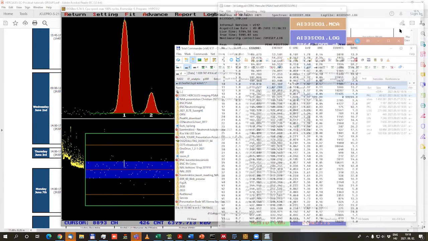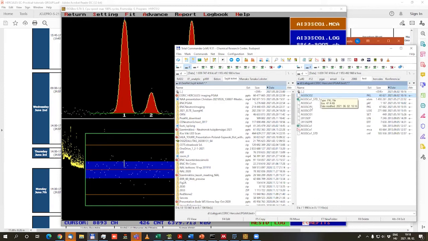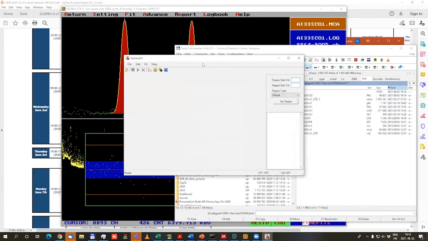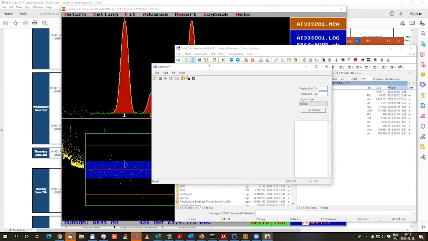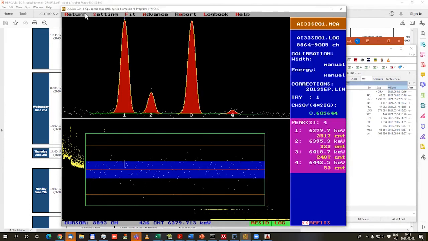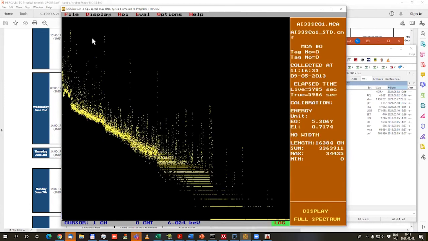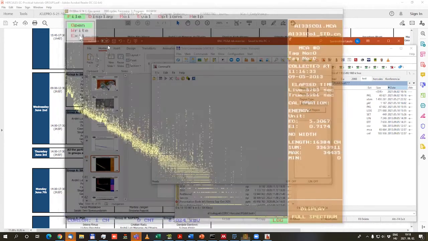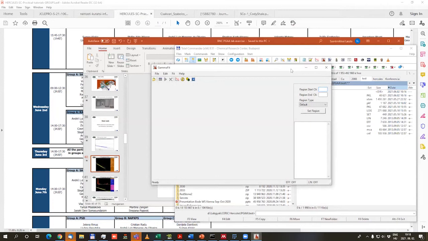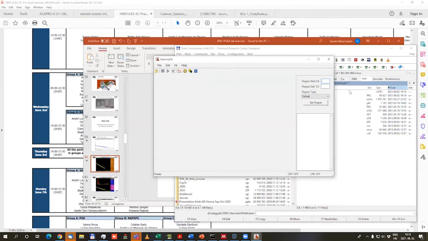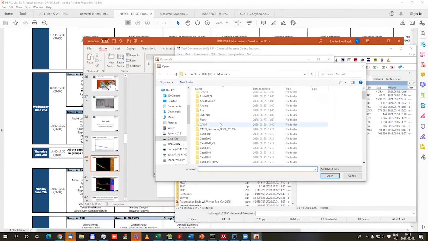Okay, and then we have another utility called gamma fit that can handle those regions which are not adequately handled by HyperMath PC. So we can exit from here, and then here is this other utility. We can open the same spectrum again.